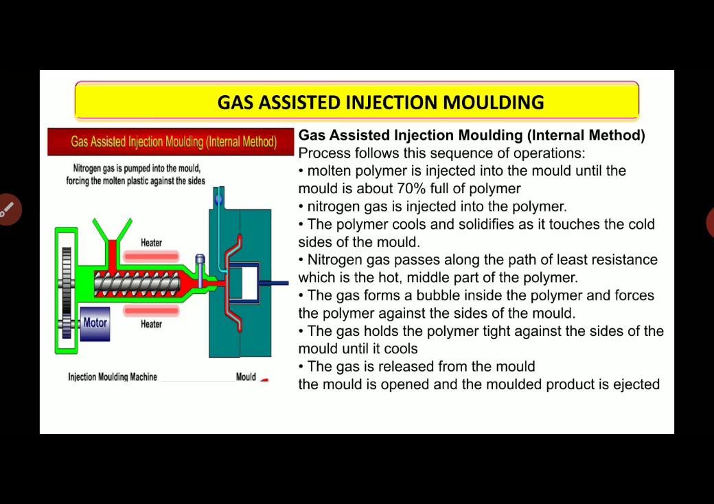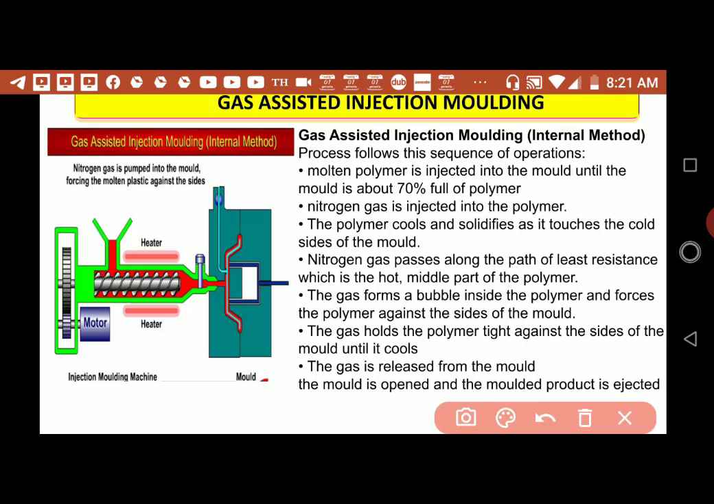Now, we can discuss the internal method of gas assisted injection molding. In this process, the molten polymer is injected into the mold until the mold is filled about 70%. First it is injected into 70% of the capacity of the mold. Then nitrogen gas is injected.